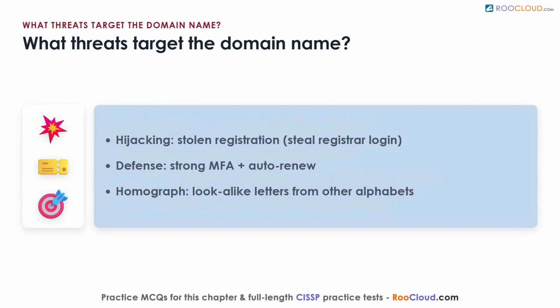What threats target the domain name itself? Two stand out. Domain hijacking is the theft of a domain's registration, taking control without the owner's consent, often by stealing registrar credentials. The new owner can then host a convincing fake and harvest personal information from unsuspecting visitors. Defend it with strong multi-factor authentication at your registrar and by keeping registration from lapsing through auto-renewal. The second threat is the homograph attack, which registers lookalike names using characters from other alphabets that mimic familiar letters. To the eye, the name looks legitimate, but it resolves somewhere hostile. Slow down and inspect any address that looks a shade off.